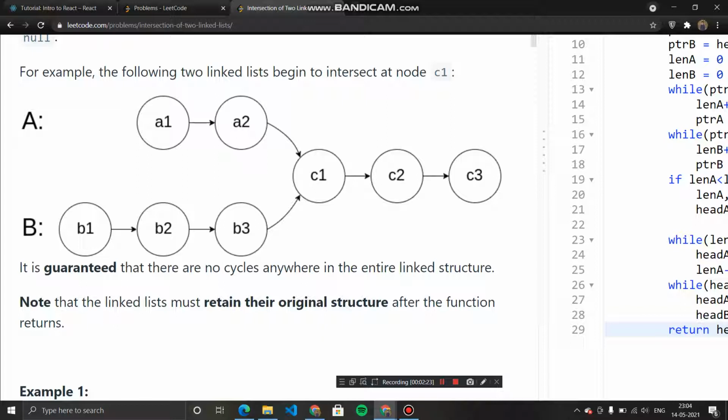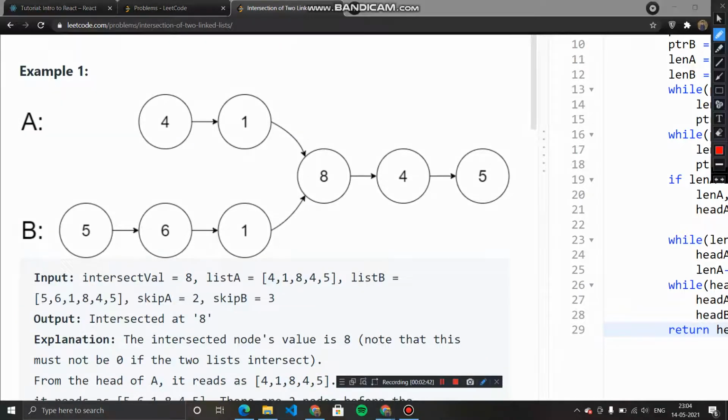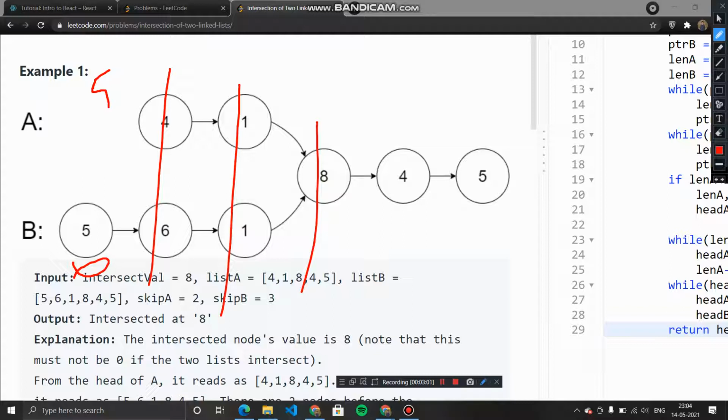So we bring A and B to the same level. We bring B to B2, and we traverse them simultaneously. At the point where they both become the same, that is the point of intersection. So this is basically the approach. The length is 5 here, the length is 6 here. We bring both to the same level, and we traverse them simultaneously. In the first iteration they are not the same, in the second they are not the same, but in the third they are the same. So we return this 8.